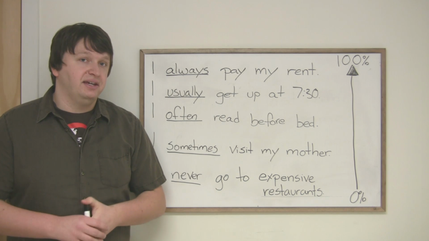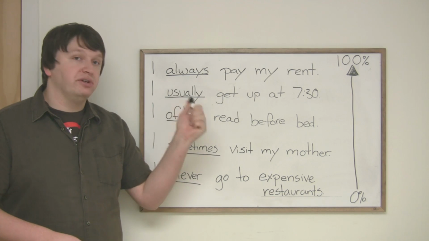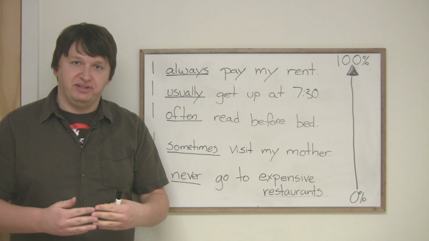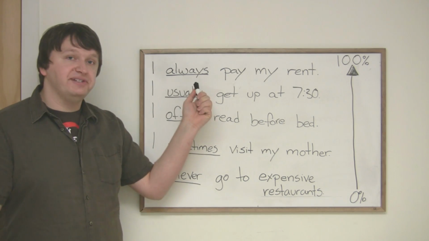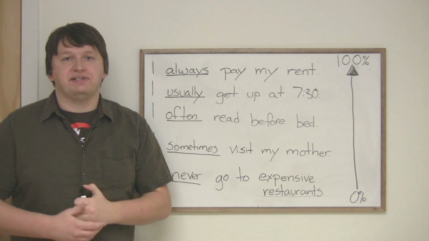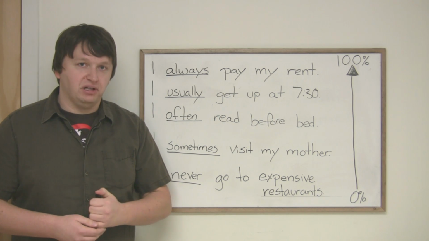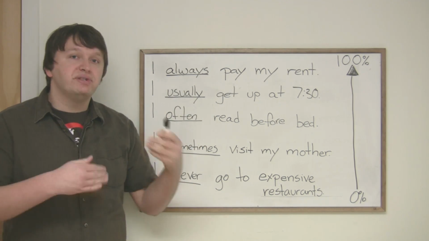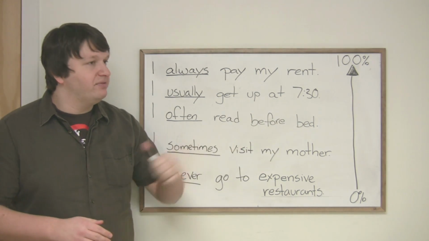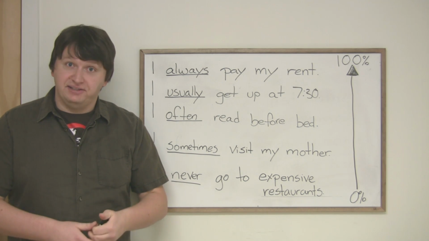Okay, so once again, these are some of the most common adverbs of frequency. And what these words do is tell someone how often you do something. Okay, so again, always 100% of the time. I always wake up at 6 o'clock to go to school. I always have lunch at 12 o'clock. Usually, most of the time, 90% of the time, I usually get up at 7:30. I usually see my friends on the weekend.